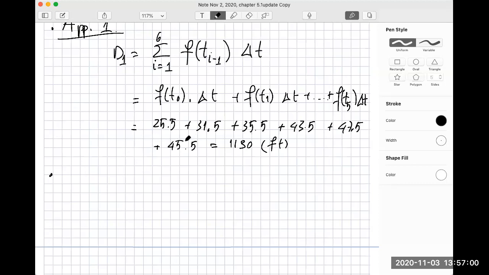So you can go home and double check this result. But is it clear now? And another approximation is we approximate the distance to be the right value, and it is the sum from i equals 1 to 6 of f of ti multiplied by delta t, right?